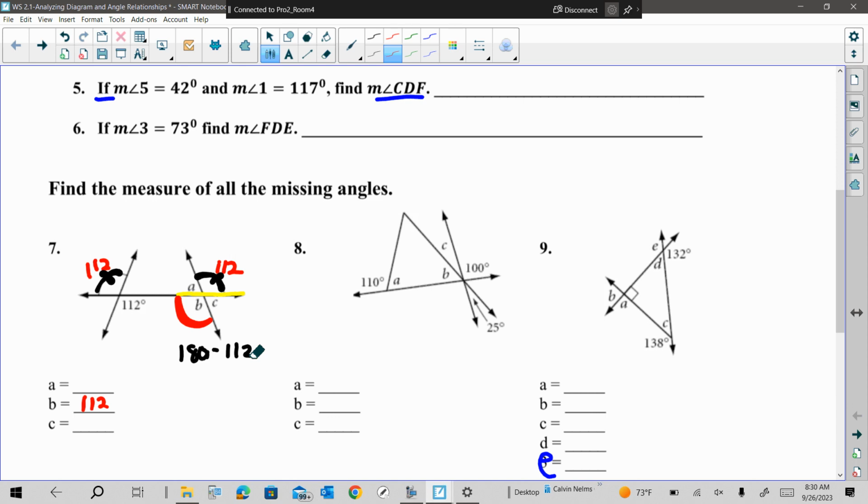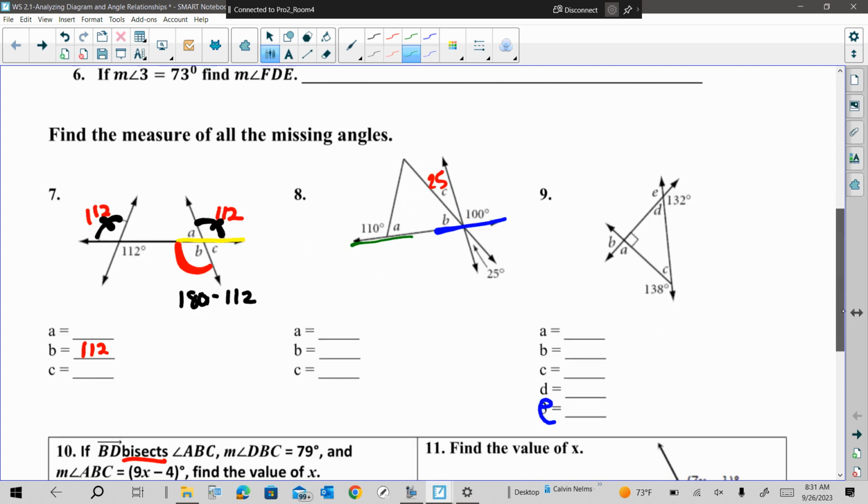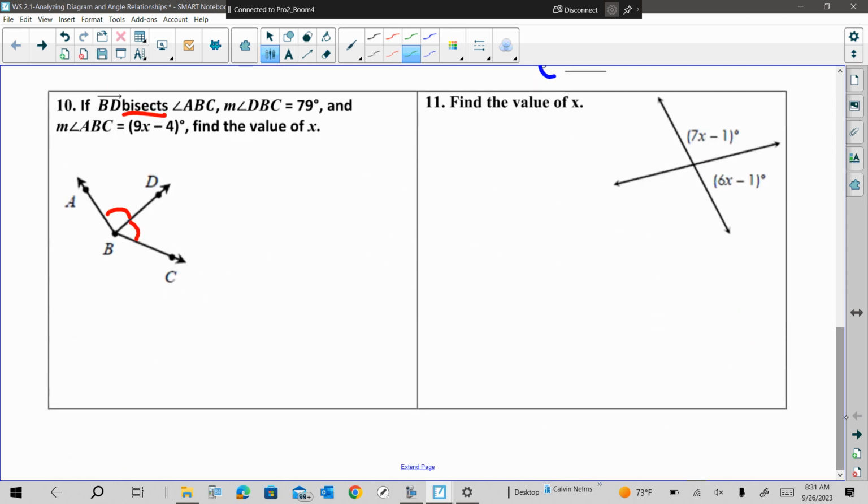Like on 8, vertical, C is vertical to this 25. So I know that's 25. Then I would use a linear pair here to find my A, because together they would add up to 180. So vertical, linear pair, that's the key to this. Then you have some algebra.